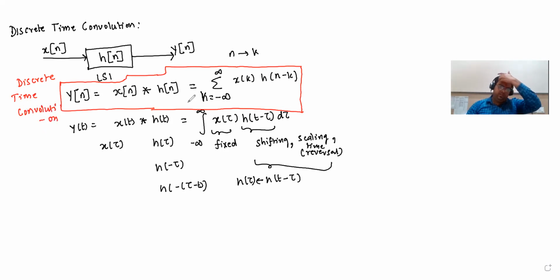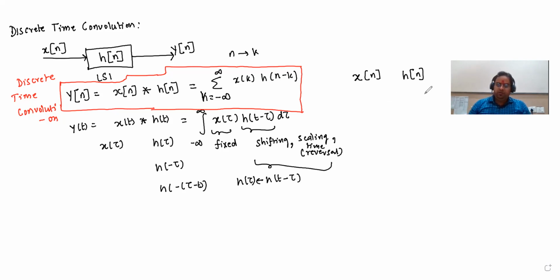So now essentially what is happening is what we had already seen in the case of continuous time, and now we will be seeing that in the case of discrete time. So we have two signals in the discrete form. We have two discrete time signals. The first signal is x of n. The second signal is h of n.